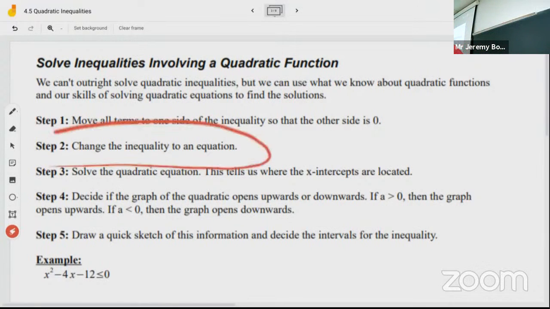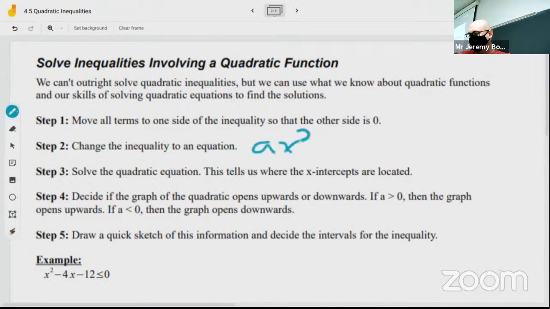Next thing we want to do, change our inequality to an equation. I want to know, where does it equal 0? I want to know when ax squared plus bx plus c is equal to 0. That's going to give me my intercepts. That's going to be where it's changing from either being above or below the x-axis, right? We're going to solve that quadratic equation. That's going to tell us the x-intercepts.